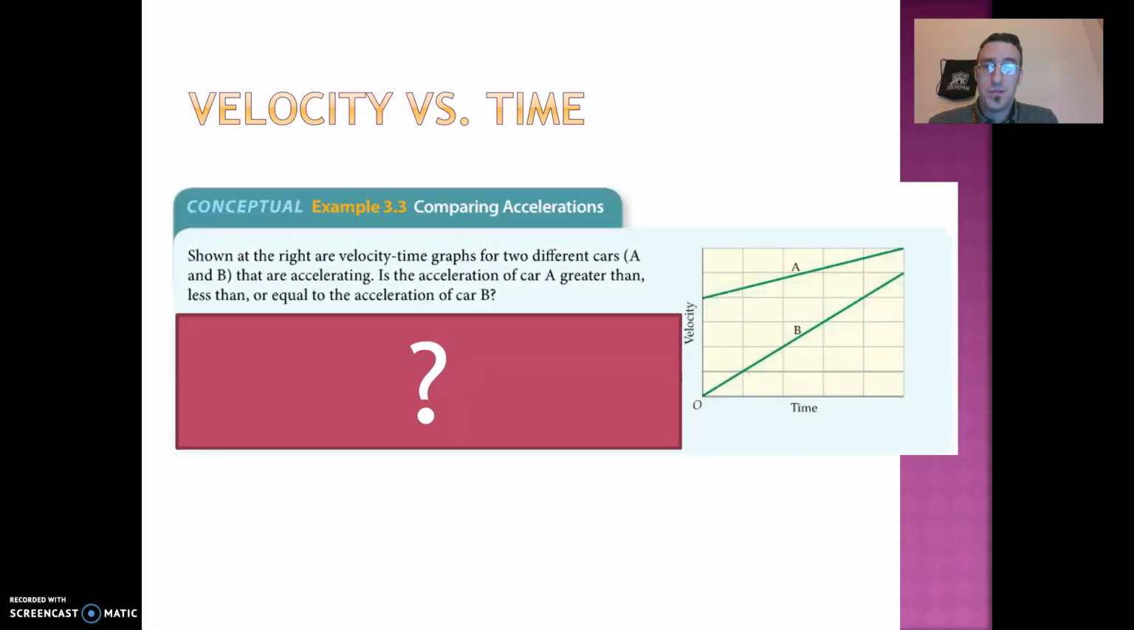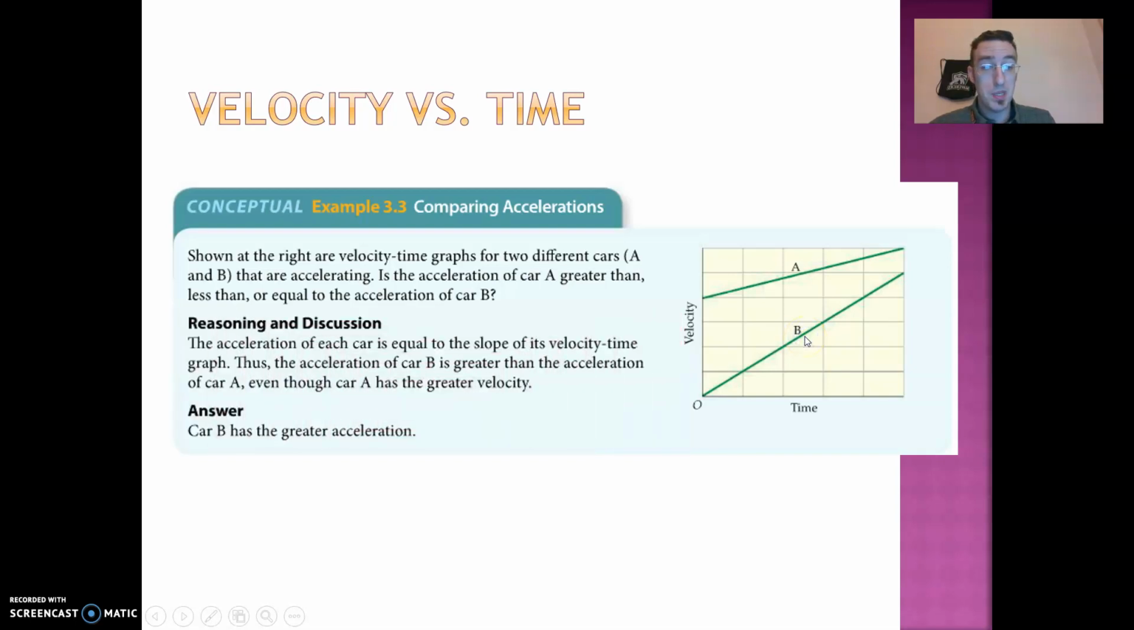Shown at the right are velocity time graphs for 2 different cars, A and B. Is the acceleration of car A greater than, less than, or equal to the acceleration of B? According to the previous slide, the slope of a velocity versus time graph tells us the acceleration. So which one of these has a steeper slope? That would be the one that has a greater acceleration. If you pick B, you'd be correct. Since B has a steeper slope, it's accelerating faster than A.